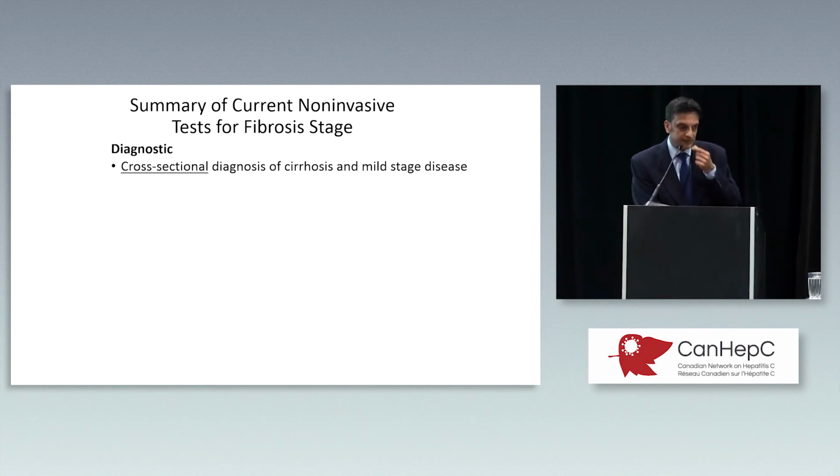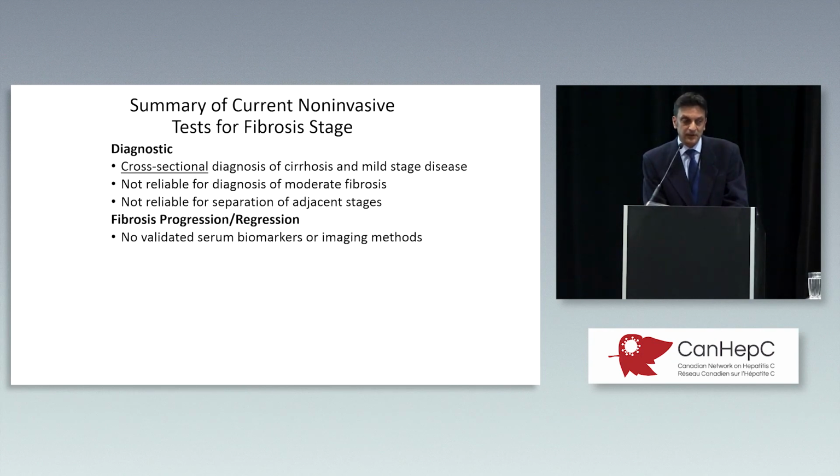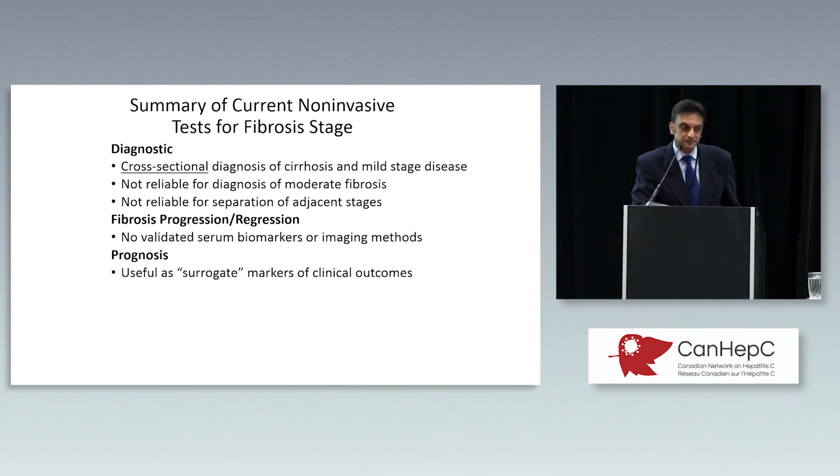So again, last slide, summary of current non-invasive tests. Diagnostic, yes, it's possible for cross-sectional diagnosis of cirrhosis and mild stage disease. If you're looking at splitting broad categories, yes, it's possible. FibroScan, FibroTest, or any of the serum markers, if they all agree, it's great. Not reliable for the diagnosis of those intermediate stages, so F2, particularly F2 to F3. Not reliable for separation of adjacent stages, as I've shown you. What about fibrosis progression, regression? There are no validated serum markers or imaging methods which will help you reliably assess fibrosis progression or regression.